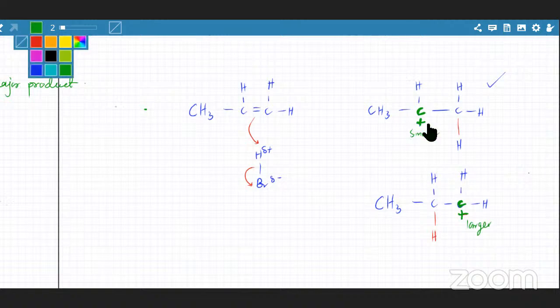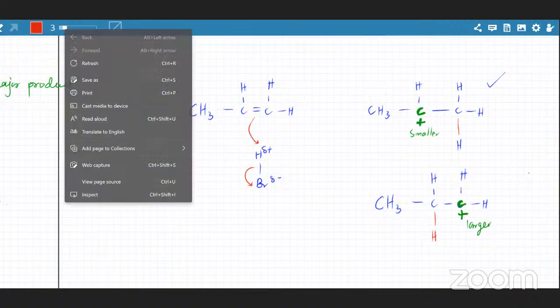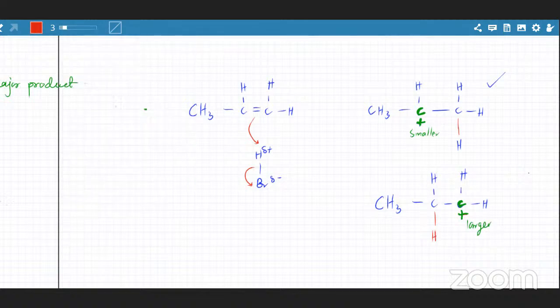The reason it's smaller is because it's surrounded by more carbon chains. There's a carbon chain on this side and there's a carbon chain on the other side as well. Carbon chains have an electron donating effect. So the carbocation has more alkyl chains. This positive carbon atom is surrounded by carbon chains, so the positive charge becomes smaller because it's getting electrons from all sides.